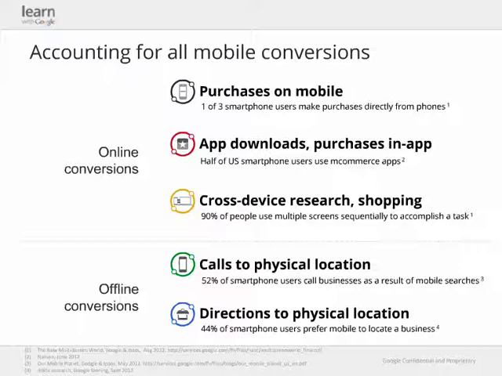So 52% of smartphone users call local businesses as a result of mobile searches, something else to consider. Phones are the dominant way that we find businesses to make purchases offline. So 44% of users prefer to use mobile when they're trying to locate a business. Obviously, it makes sense when they're on the go. So it's these factors that should be best focused on when you're making any particular adjustment based on the factors that are available.